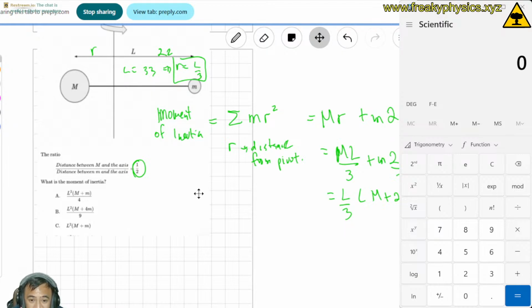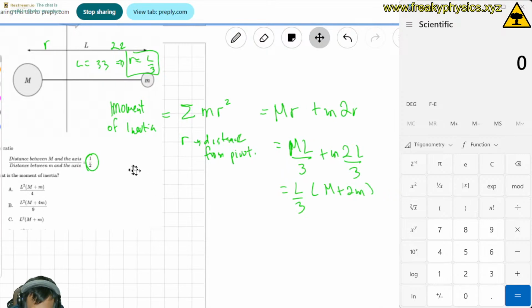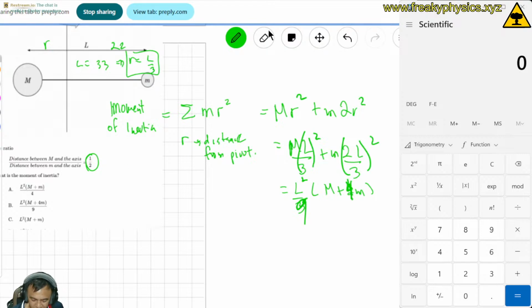What was D? Oh, sorry, I forgot that should be squared. So I have to square that, sorry, my mistake on that. I have to square this as well, right? So we're left with L squared over 9 here. That's it, though, but here we get 4, not 2. So let's do that quick correction.